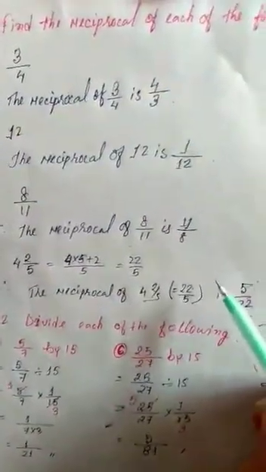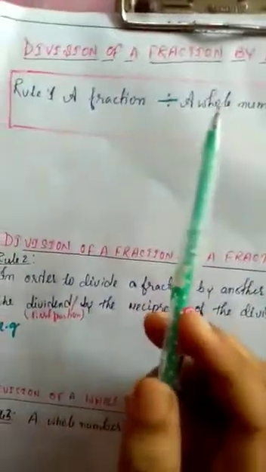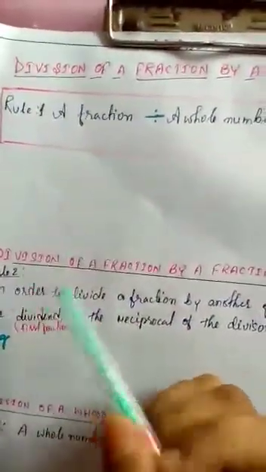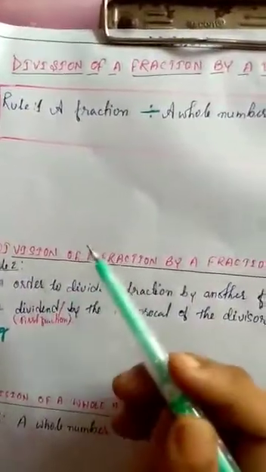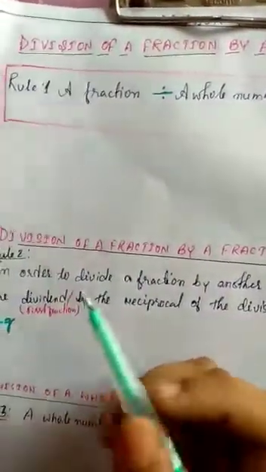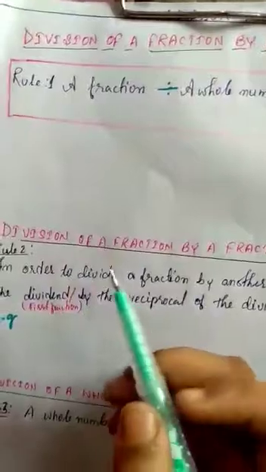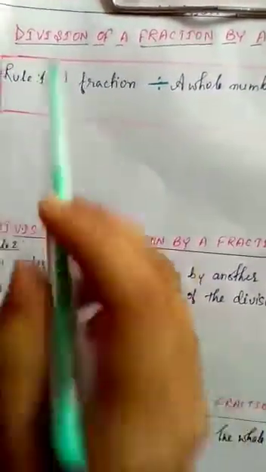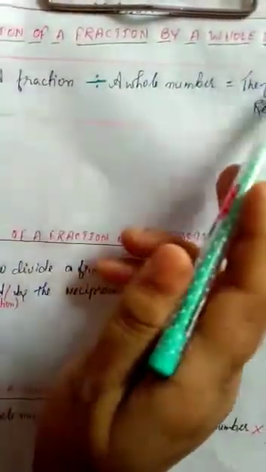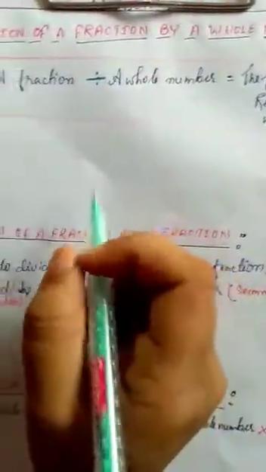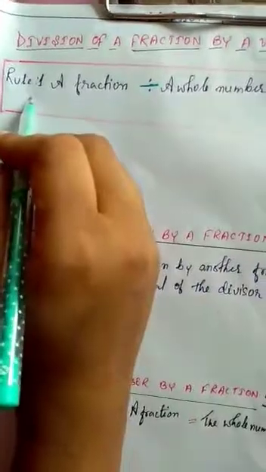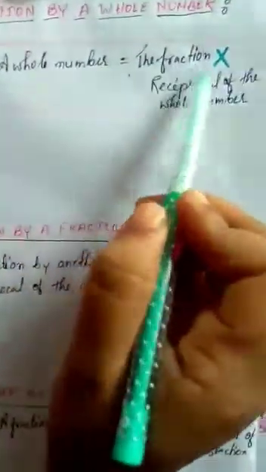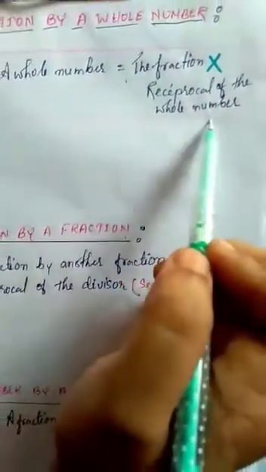So children, we have learned now how to write the reciprocal of a number. After interchanging the denominator and the numerator of that fraction, we are getting the reciprocal of that number. But now we are going to discuss a new topic, that is division of a fraction by a whole number. How will we do it, children? See, there are some rules. One is, a fraction divided by a whole number is equal to the fraction into the reciprocal of the whole number.